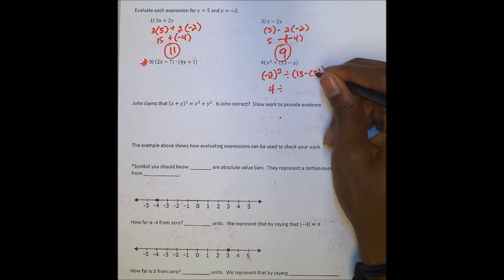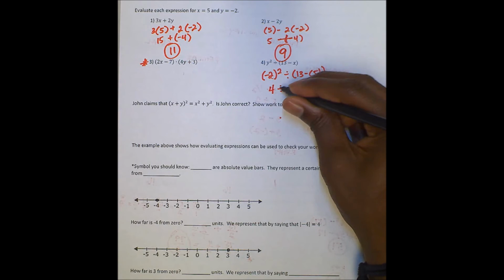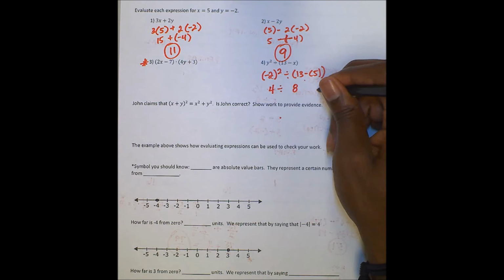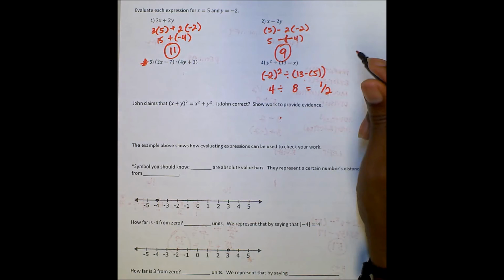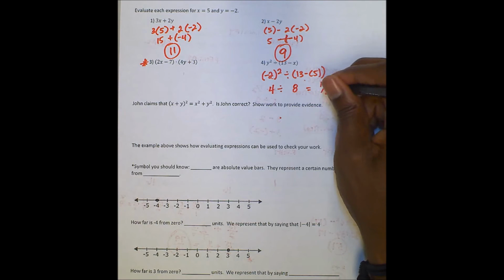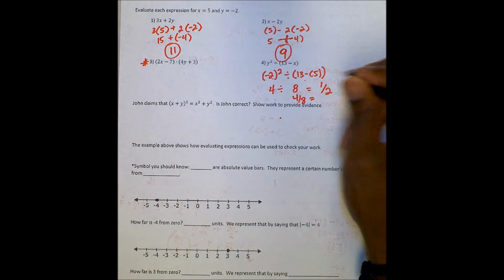13 minus 5, which is going to be 8. So 4 divided by 8, which is 1/2. Or I should say 4/8, and then it's 1/2 simplified. So this will be our final answer.